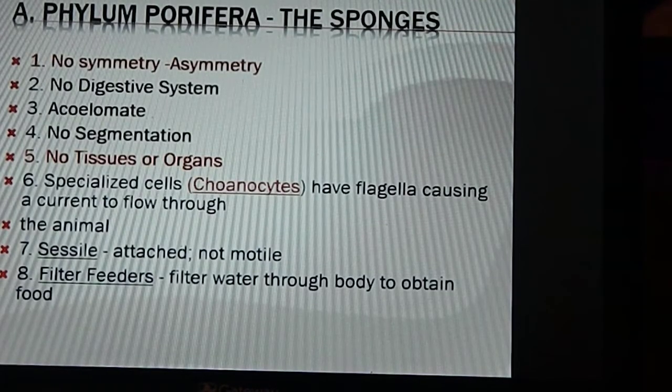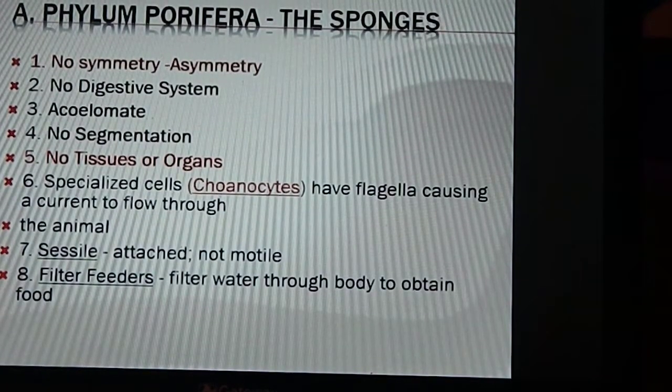They don't have tissues or organs, so they have a mixture of different types of cells that are working on their own. They're not working together for a function. They're functioning separately. Since they don't have organs or organ systems, they don't have a digestive tract. They are acoelomate. They have no segmentation. But they have these specialized cells called choanocytes. Sometimes they're called collared cells, like a collar on a shirt, right? And we'll see that in just a second.